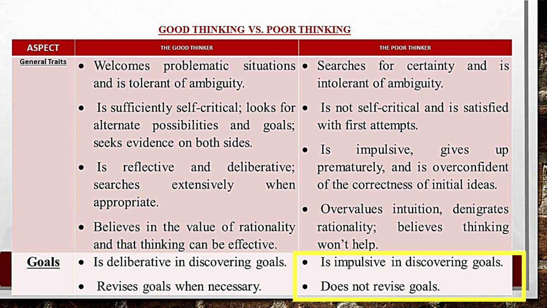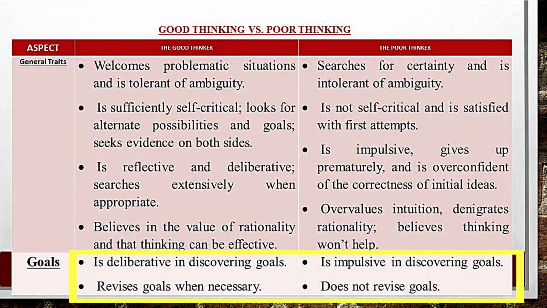When we differentiate between good and poor thinkers, all of them have goals, but a good thinker is deliberative in choosing and discovering goals. Also, a good thinker revises goals when necessary. But a poor thinker is impulsive in discovering goals and doesn't revise goals.